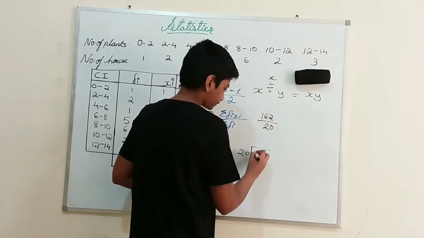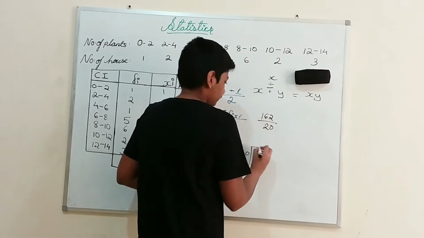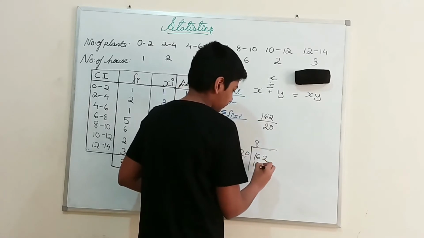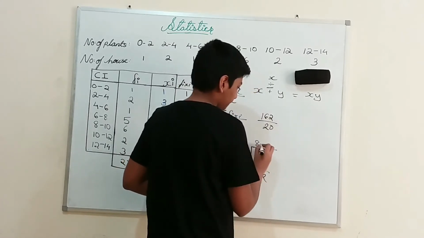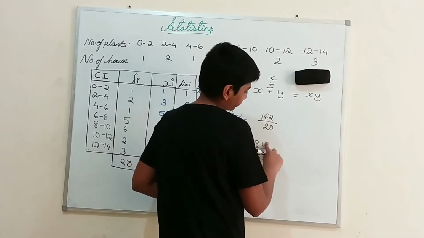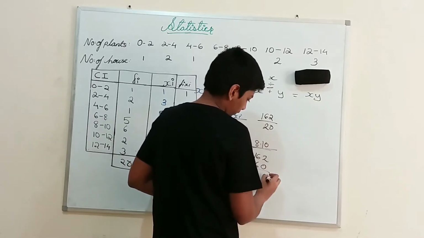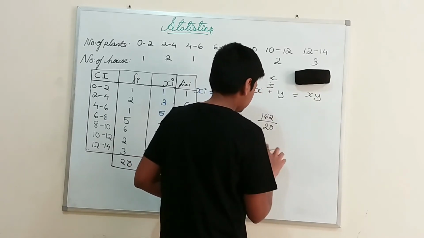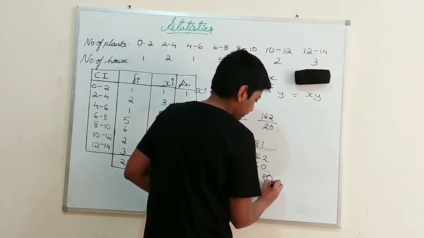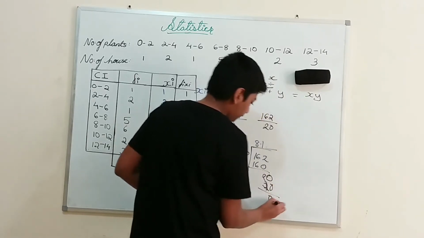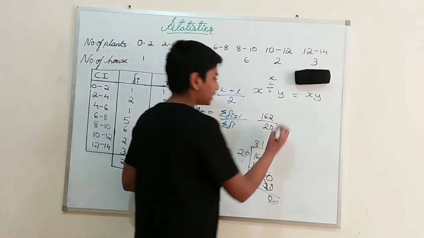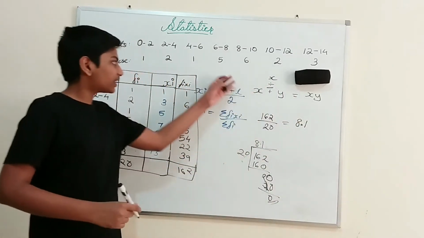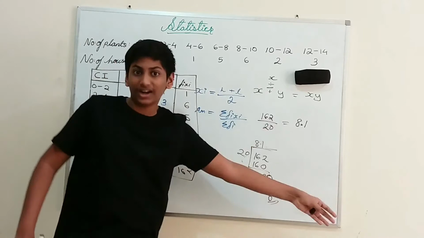So 20 into 8 is 16, so 8s are 160, which leaves 2, then 0.0, point 10, right? So 1s are 20. So our arithmetic mean is nothing but 8.1. So here we got the arithmetic mean. Just to find 8.1, we did this method.